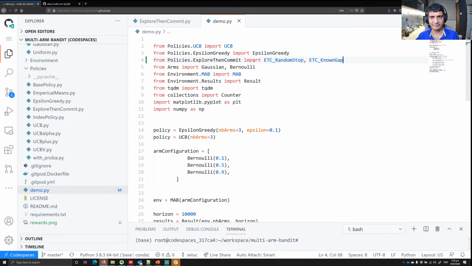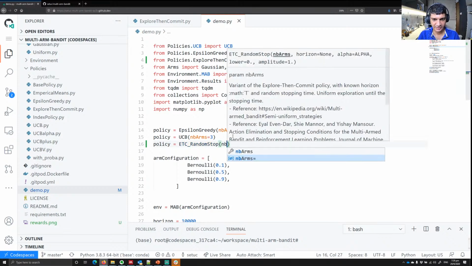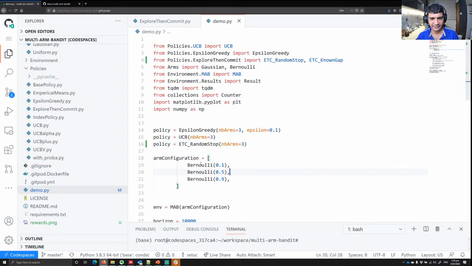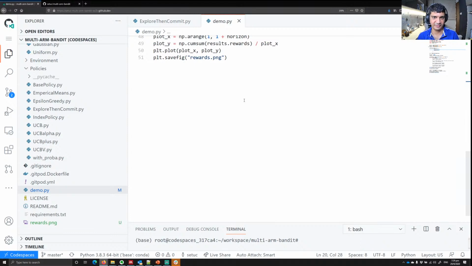All right, so I have imported these two policies that I've defined. Now let's pick our first policy itself, where we don't know the mean between the two arms. So I'm going to pick the random stop, and then I will tell it my number of arms, which are 3. I have picked Bernoulli arms, and the rest of my configuration remains the same.